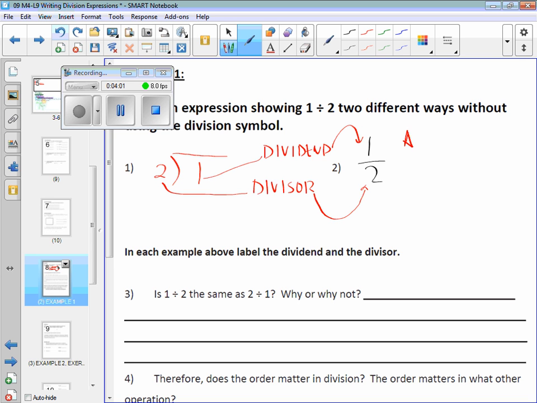This is the one that gets the star, though, because from here on out, you can't use division symbols anymore when you do algebraic expressions. You're going to use what's called the division bar.